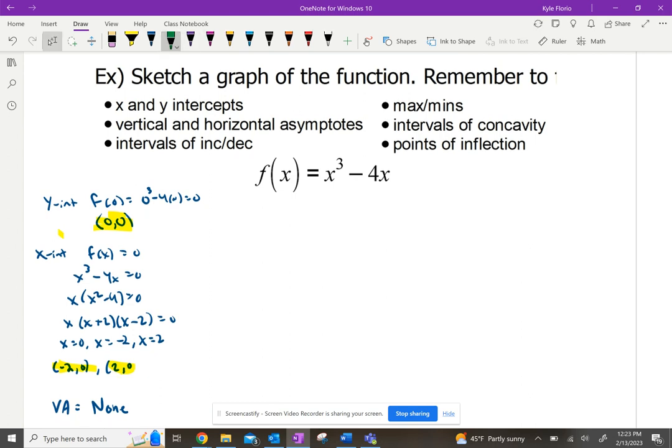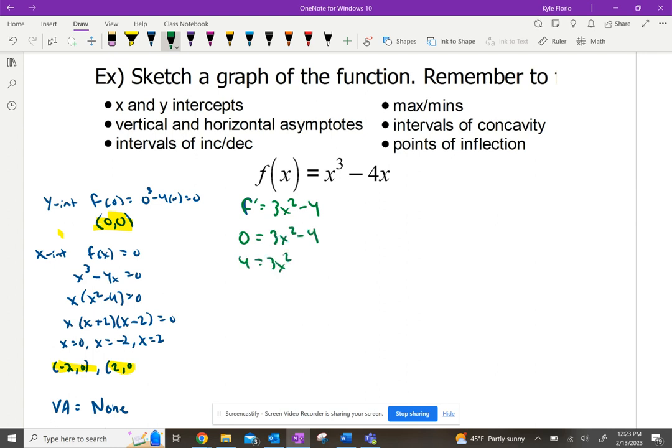Where is it increasing or decreasing? That's when we need the derivative. So if I find the derivative, it's going to be 3x squared minus 4. To find the critical numbers, we find out where the derivative doesn't exist or where it's 0. It's quadratic, so it's going to exist everywhere. So I'm just going to worry about where the slope is 0.